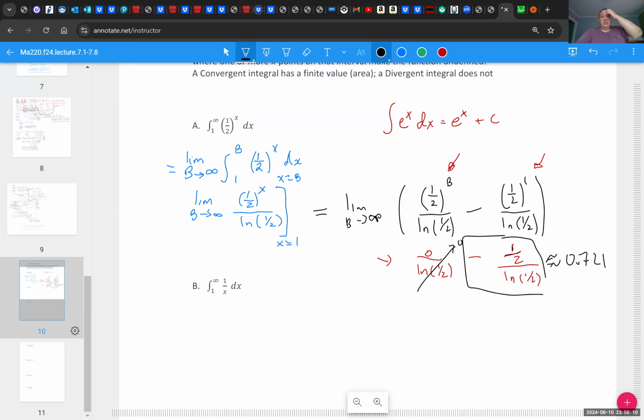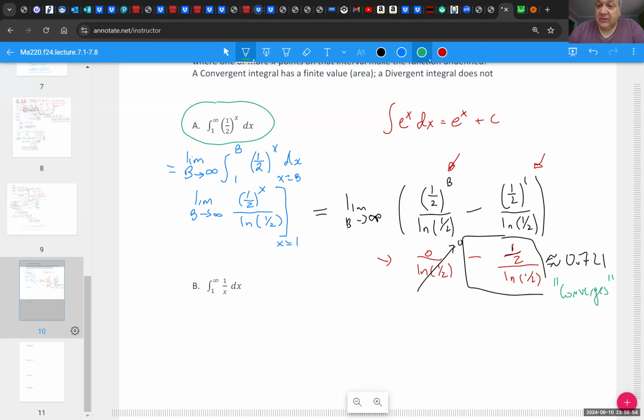0.721. So this integral, which had an infinite interval for x's went from 1 to infinity, that area is finite. The area under the graph above the x-axis between 1 and infinity, that total area adds up to 0.721. And so we call this converges, which is a term you may have heard before, because it actually equals a specific number. So the specific number is negative 1/2 over ln 1/2, which is approximately 0.721. So we say this integral converges. It has a finite area.